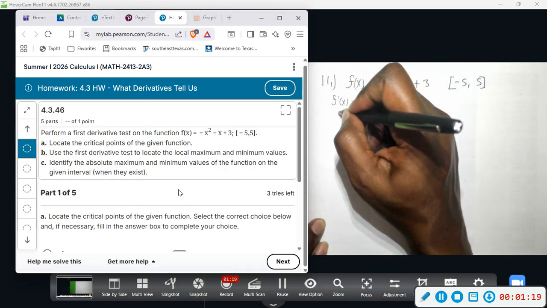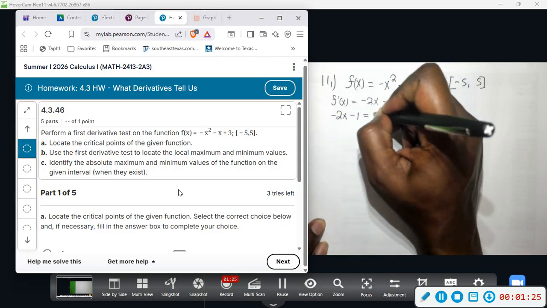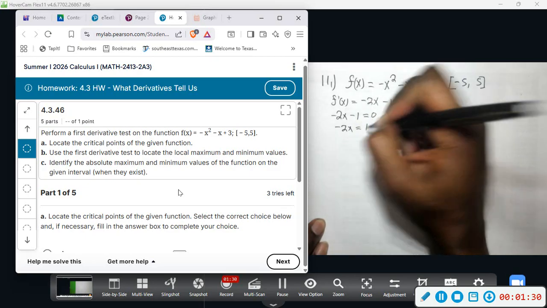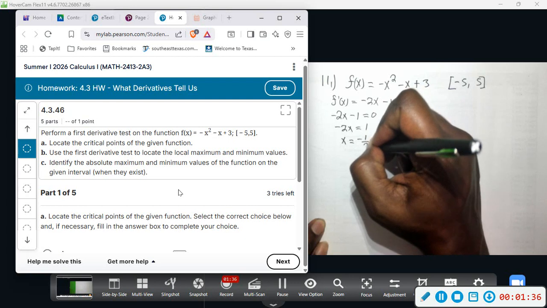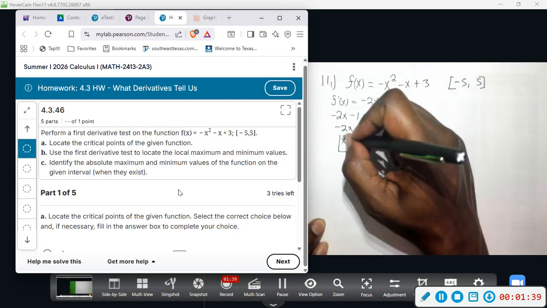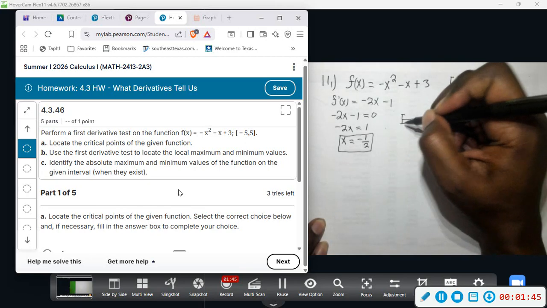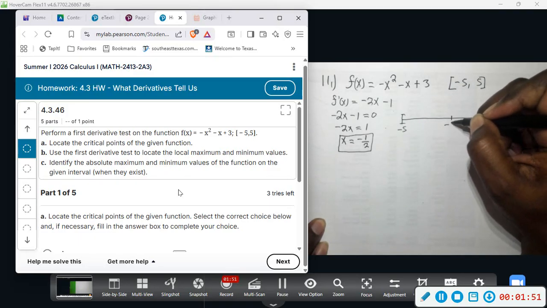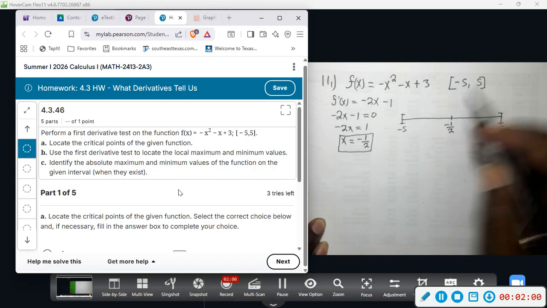We're going to set this equal to 0. So I'm going to say negative 2x minus 1 equals 0. Add 1, so we'll get negative 2x equals 1. Divide by negative 2, so x equals negative 1/2. This is my critical point on the number line. Negative 5, negative 1/2, and then positive 5. So we get one critical point.